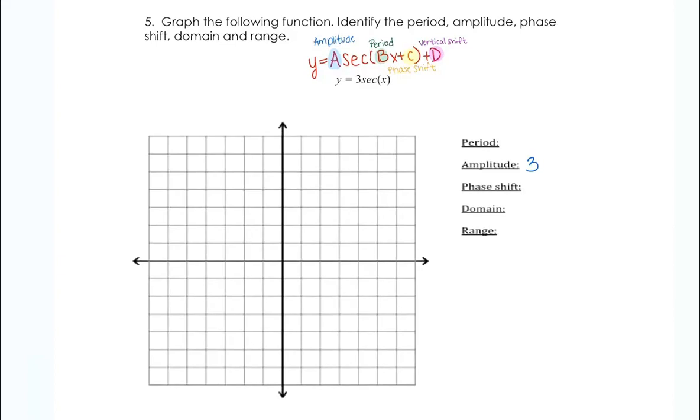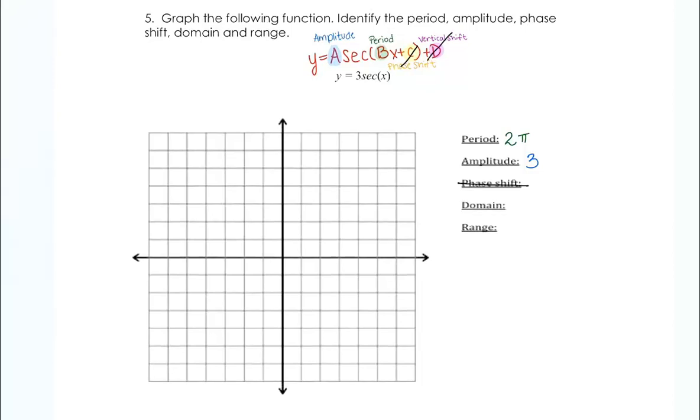The formula for period is going to be 2 pi over b. The reason we're using 2 pi and not just pi is because 2 pi is the period for the parent function of secant. So if you were to graph just secant, the period would be 2 pi. In our function, b is just an invisible 1, that's the coefficient of x. When we plug that in, we just get 2 pi. We don't have a phase shift, and we don't have a vertical shift.